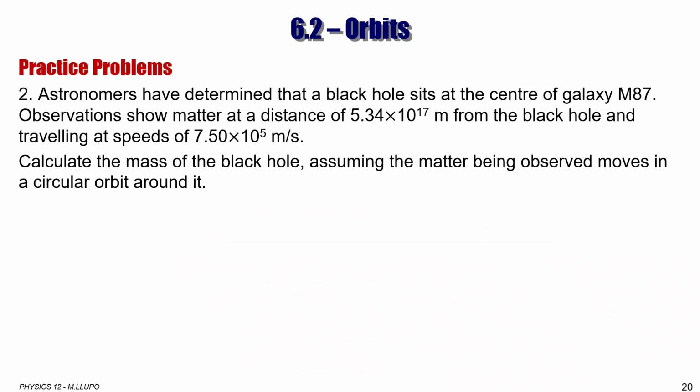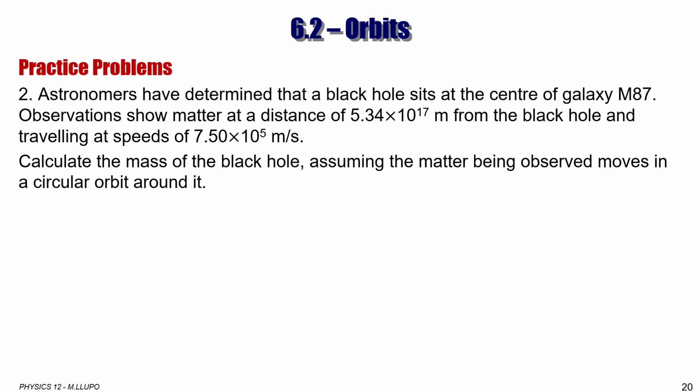Here is another one. Astronomers have determined that a black hole sits at the center of the galaxy M87. Observations show matter at a distance of 5.34 times 10 to the power of 17 meter from the black hole and is traveling at the speed of 7.5 times 10 to the power of 5 meter per second. Calculate the mass of the black hole, assuming the matter being observed moves in a circular orbit around it.